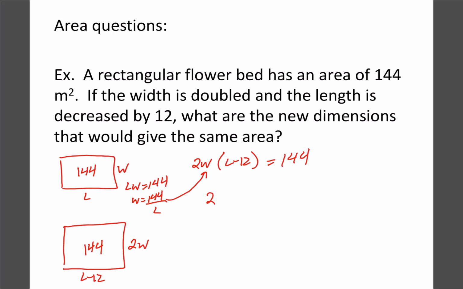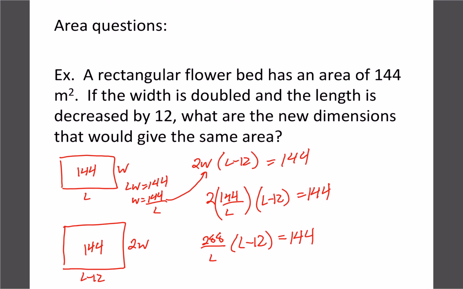In this case, we'd have 2 times 144 over L times L minus 12 equals 144. If we simplify this a little bit, 2 times 144 would be 288 over L times L minus 12. And we can multiply that out again. So we'd have 288 minus whatever 288 times 12 is. Let's do that calculation. So that's 3456 over L equals 144.